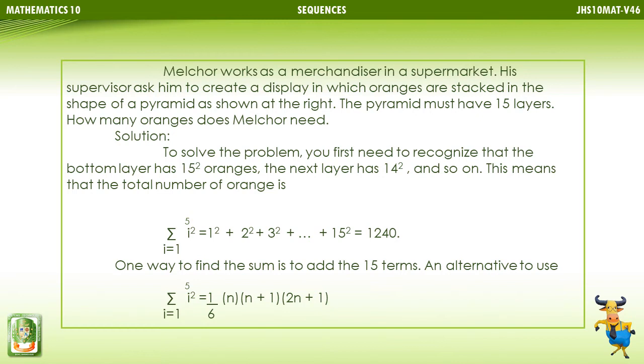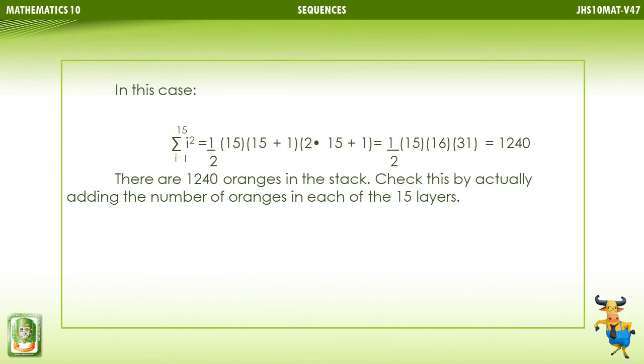An alternative is to use the formula: the summation from i equals 1 to n of i squared equals 1/6 times n times n plus 1 times 2n plus 1. In this case, the summation from i equals 1 to 15 of i squared equals 1/6 times 15 times 15 plus 1 times 2 times 15 plus 1, equals 1/6 times 15 times 16 times 31, equals 1240. There are 1240 oranges in the stack. Check this by actually adding the number of oranges in each of the 15 layers.